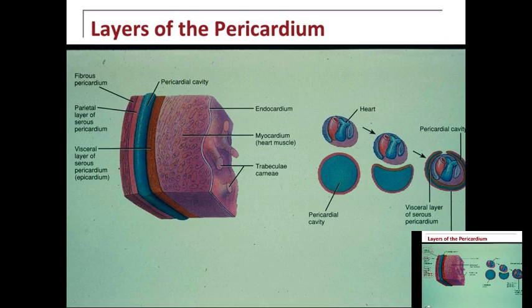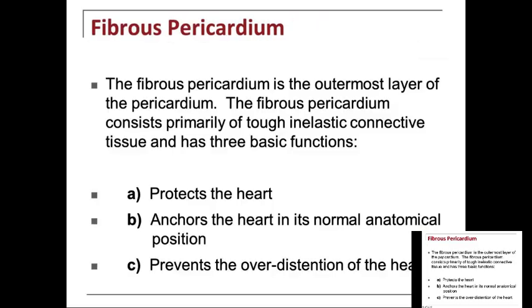Now, also you're going to hear these terms parietal layer and a visceral layer. I'm going to show you what these look like. So here's the parietal layer, and then the visceral layer of the serous pericardium is also known as the epicardium. And then between those 2 is a pericardial cavity, right in here, the blue layer. Okay, we'll tell you what the importance of that is.